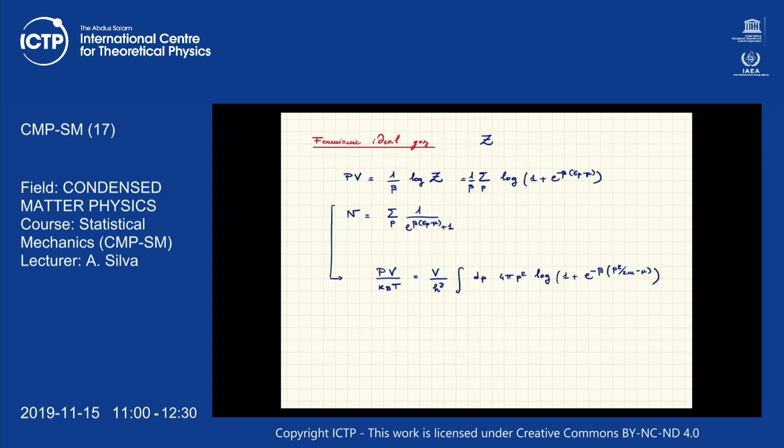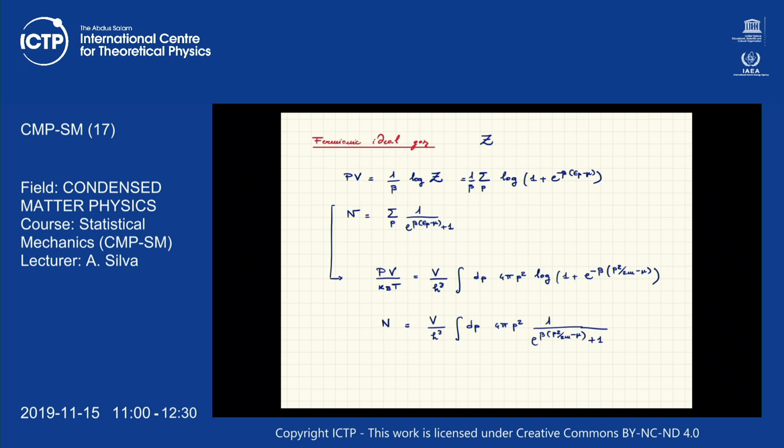Now, same thing for N. I'm going to have that this is V over h cubed integral dp 4 pi p squared of 1 over e to the beta (p squared over 2m minus mu) plus 1. Okay?